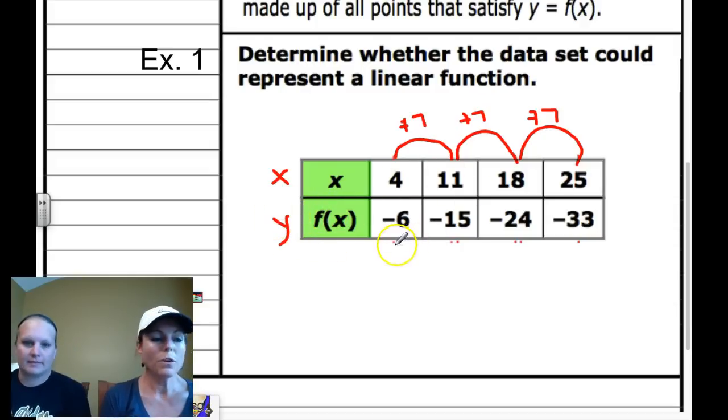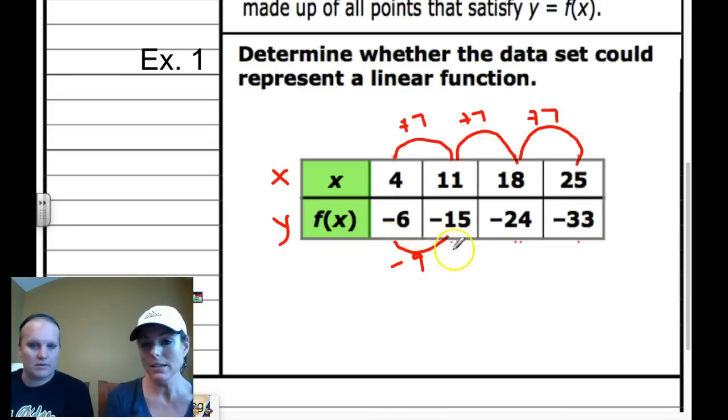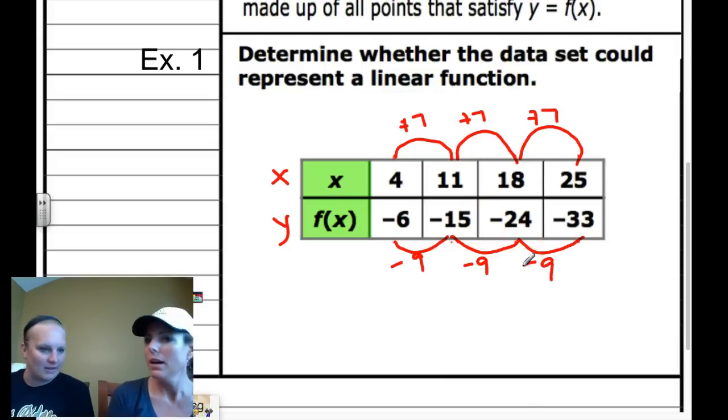Okay. So we go from -6 to -15. That's going down by 9. -15 to -24 is going down by 9. So they're the same so far. And -24 to -33 going down by 9. All right. There we go.